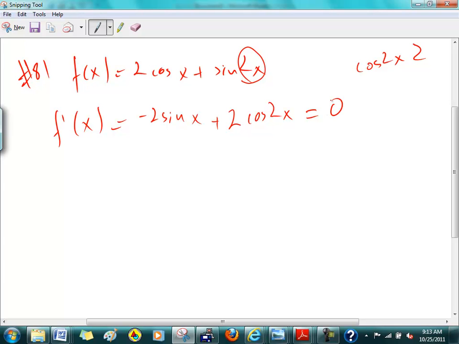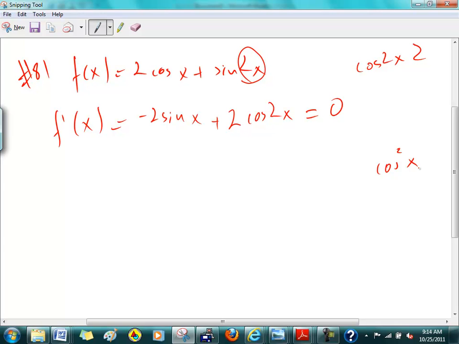Okay, and then it's a question of solving this. How many ways are there of solving this? Okay, if you know your trig identities, then you should be using your trig identities. Okay, so if it said cosine squared x, what would be the outside? If it said cosine squared x, the outside would be cosine.